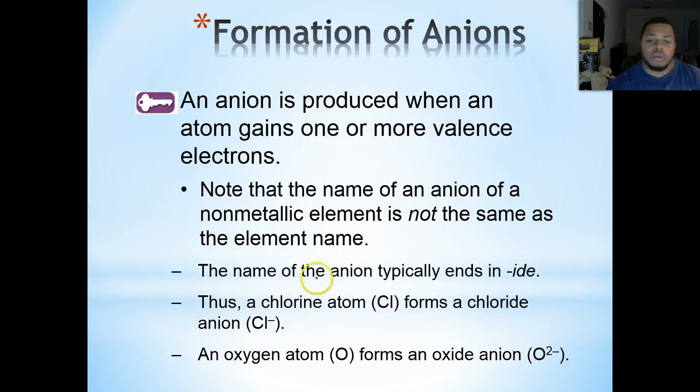What do I mean? Well, the name of the anion typically ends in IDE, so we're going to change the ending. So, if we have a chlorine atom that forms an ion, it is going to become a chloride ion, or oxygen that forms an ion is going to be an oxide ion. We're going to keep part of the base, and then we're going to end it in IDE. This is what we're going to do for any regular anion that we form.